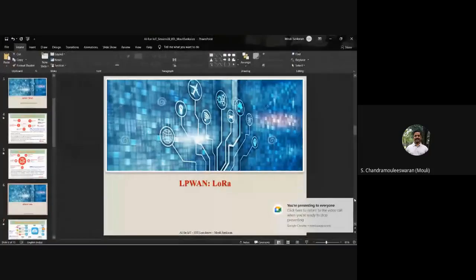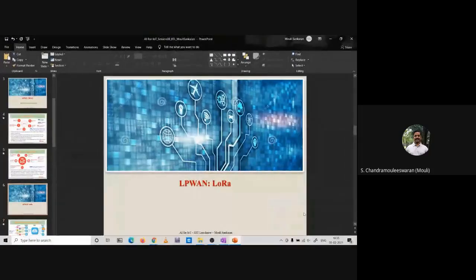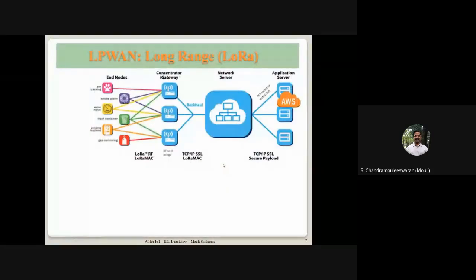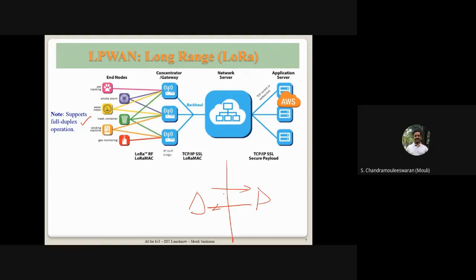Okay, good. So let us see now long range. This is another technology which I am going to spend less time on. The name mentions that it is for long range, so 20 kilometers or something is the range. And then it's a full duplex. Full duplex means at the same time, both transmitter and receiver can send the communication. At the same time, both can be sending data.